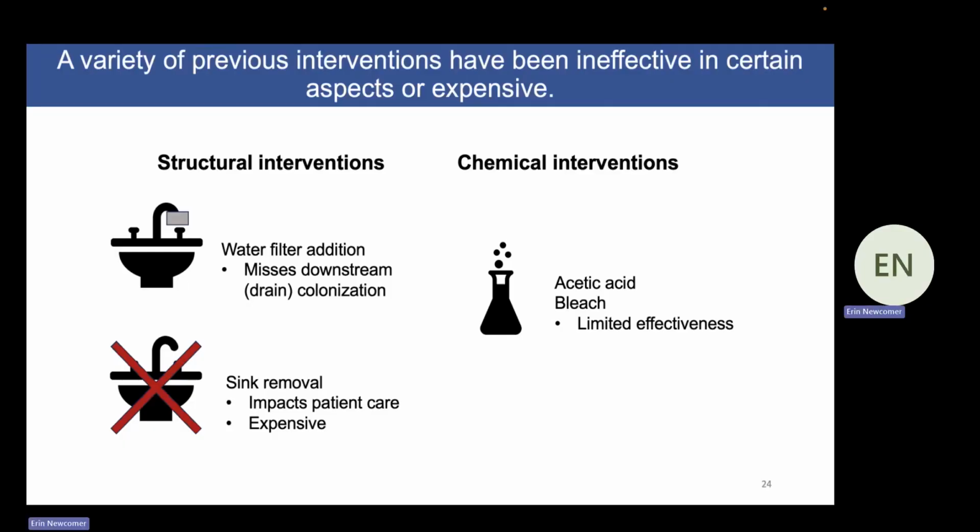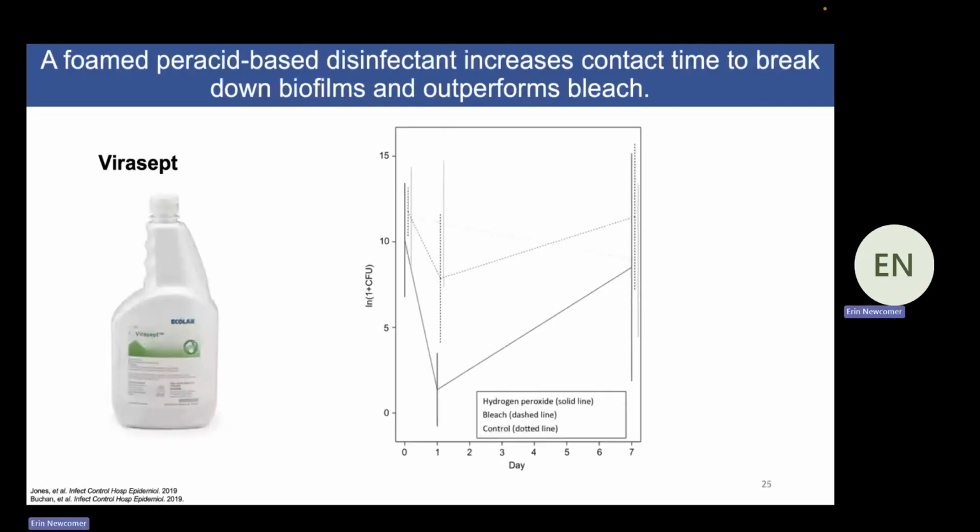There have also been a variety of chemical interventions that have been proposed, such as using acetic acid or bleach and pouring these into sink drains to combat these organisms. However, these have shown in some cases limited effectiveness, and this is largely because of the ability of these organisms to form biofilms, as we discussed before. These different chemical interventions aren't necessarily able to break down these biofilms in the time that they are in contact with them. So, in an attempt to resolve some of these issues, we propose to use a different chemical intervention that involves a foamed peracid-based disinfectant.